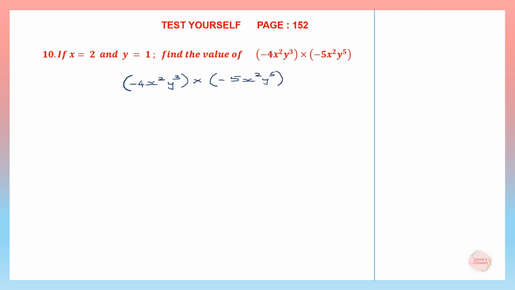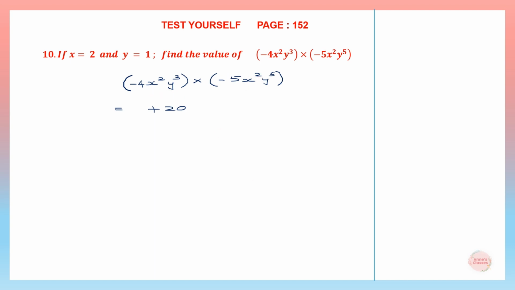So how do we do this kind of multiplication? First, we multiply the numbers. Then we multiply the literals. So minus 4 into minus 5. Minus into minus is plus. 4 5s are 20. Now let's take only the x to the power of 2 and x to the power of 2. So when it is multiplication, we can add up the powers.